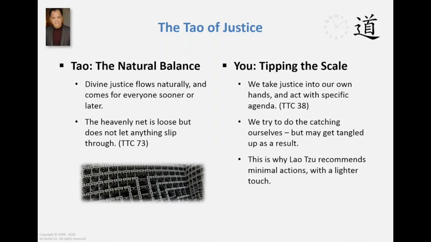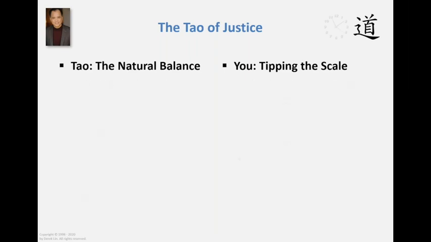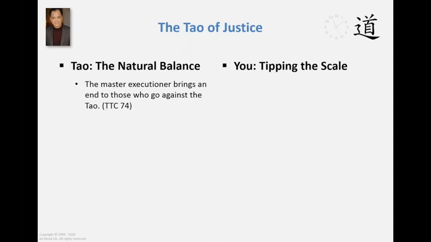So here's another one. In chapter 74, Lao Tzu uses the metaphor of the master executioner. So the master executioner, again, is very similar to karma, our concept of karma. The master executioner is that which brings an end to everything, everyone that goes against the Tao. So in other words, someone who lives by violence will likely die by violence. So the master executioner, like the heavenly net, is ever present and brings justice about.